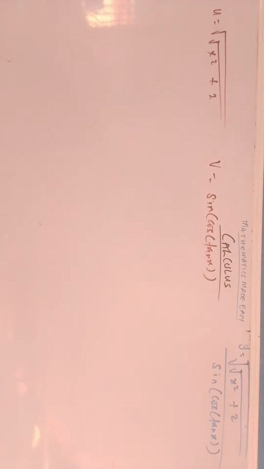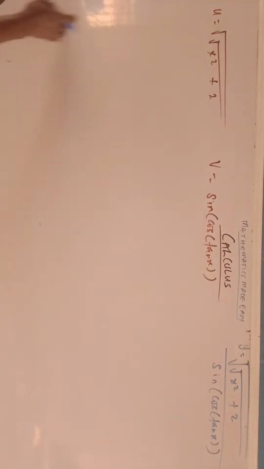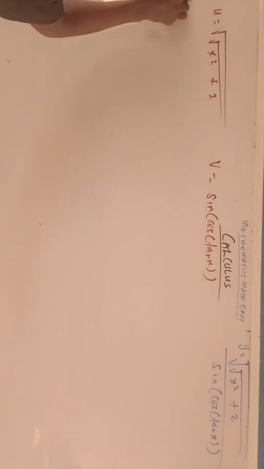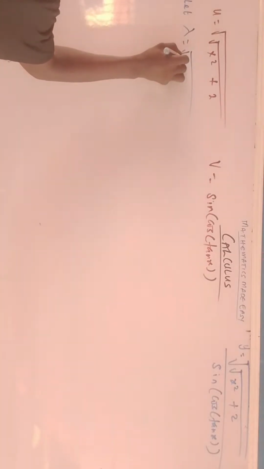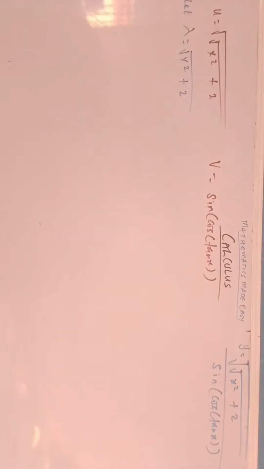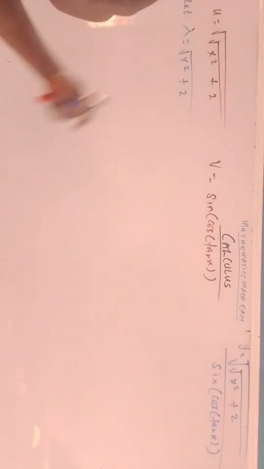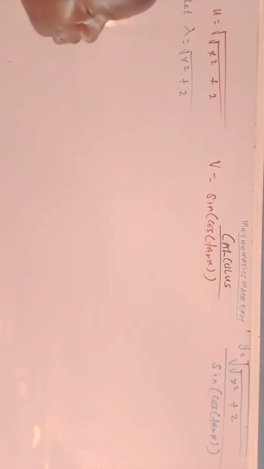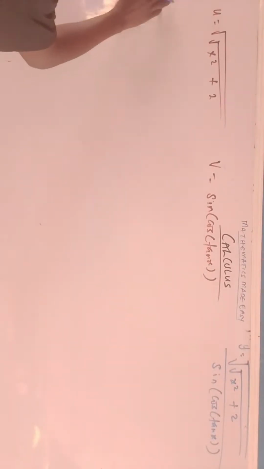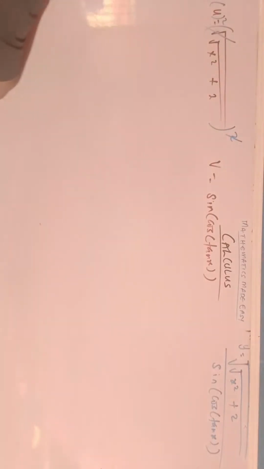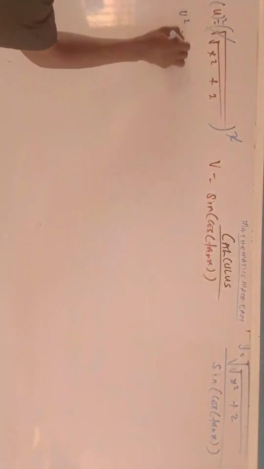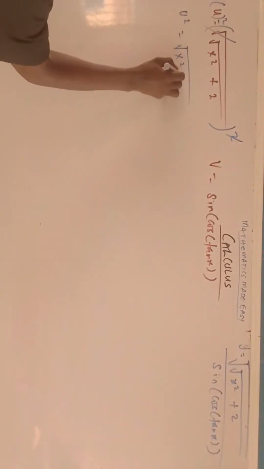The first thing we're going to make use of is another substitution right here. So I can say let lambda be equal to the square root of x squared plus 2. But if we don't want to do that, you can actually do it this way. Just square both sides first, to eradicate the square root. So I'm going to have u to the second power is equal to the square root of x squared plus 2.